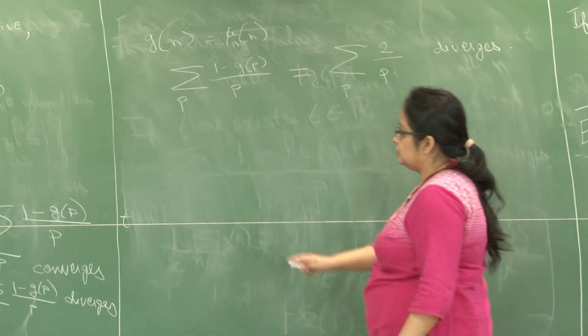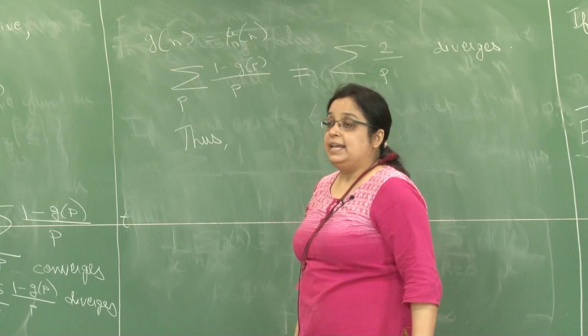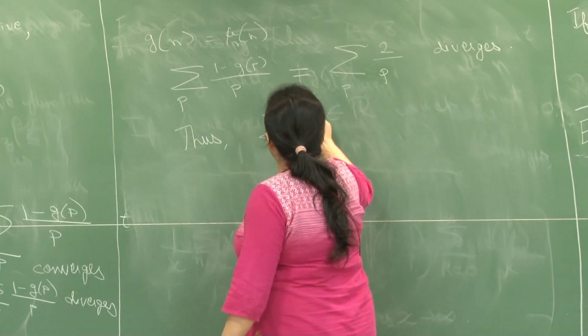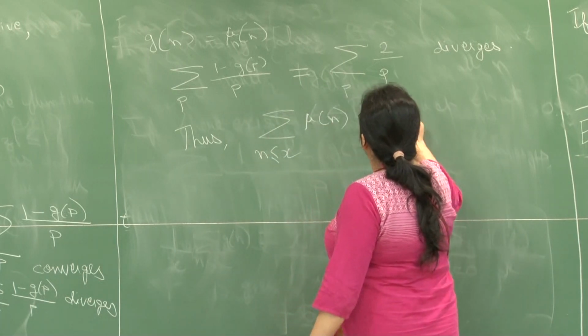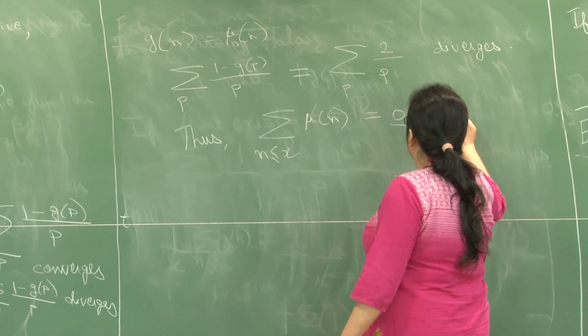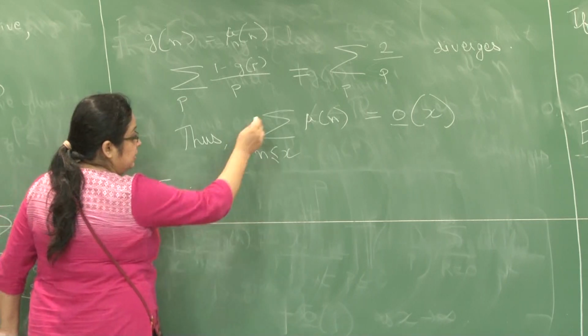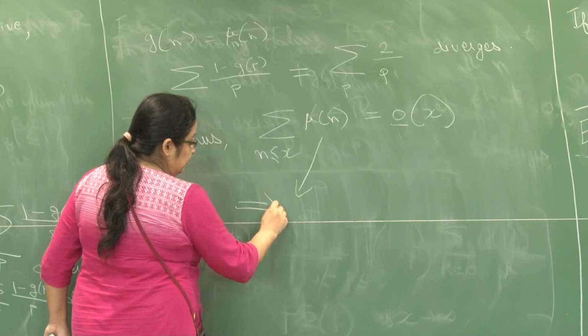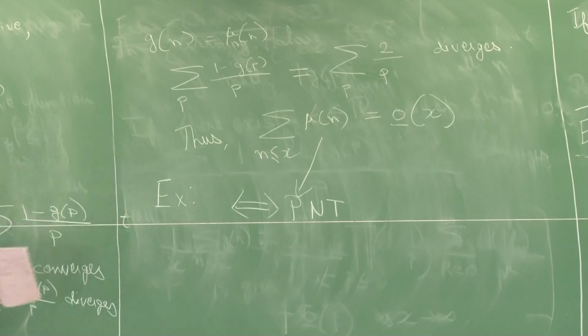And so, the mean value of the Mobius function is 0. In other words, summation mu of n up to x is little o of x. And an exercise for you: this is actually equivalent to the prime number theorem. So, you see your prime number theorem pops out as an example of this deep theorem of Wirsing. So, these theorems have many useful applications.